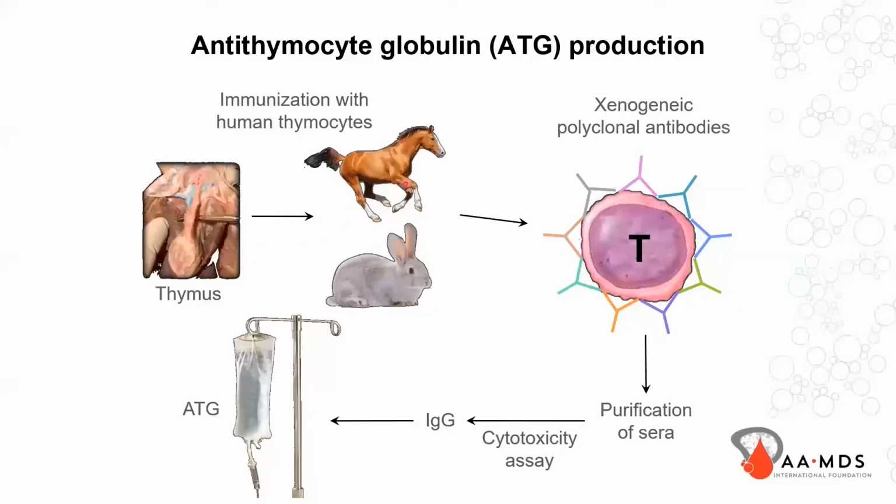And these T cells are then given to an animal, usually a horse or a rabbit. And that's why we have horse ATG or rabbit ATG. And these animals will form a lot of antibodies that are targeting the human T cell. This is a human T cell that has a lot of antibodies that are recognizing it. So then this multitude of antibodies are purified, tested, and then given to the patient. So the immune system is attacking the bone marrow, so we attack the immune system, right, to reverse this problem.